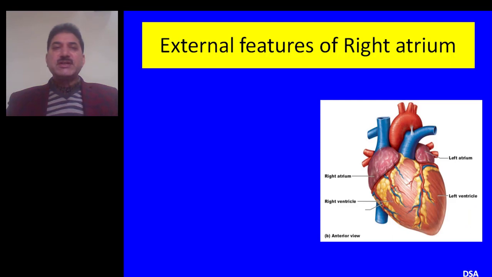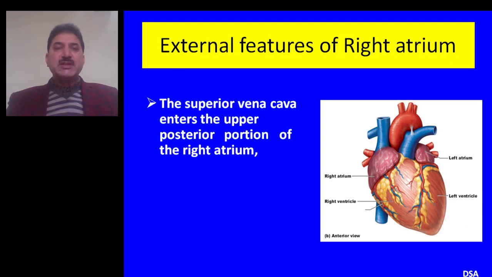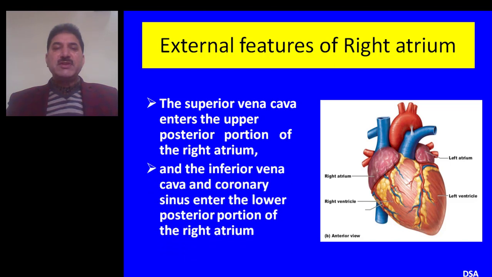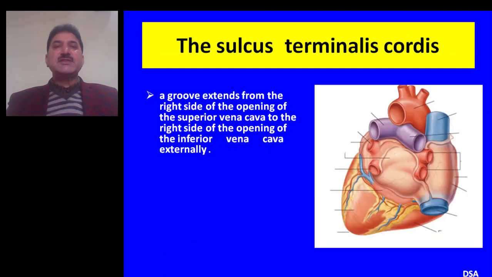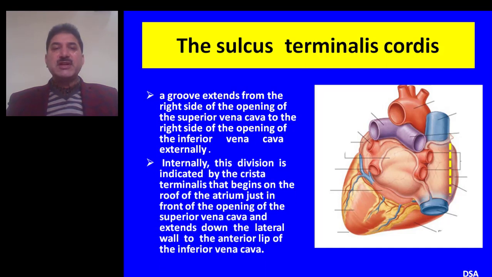External features of right atrium. The superior vena cava enters the upper posterior portion of the right atrium, and the inferior vena cava and coronary sinus enter the lower posterior portion of the right atrium. What is sulcus terminalis cordis? It is a groove which extends from the right side of the opening of the superior vena cava to the right side of the opening of the inferior vena cava externally on the surface of the right atrium.